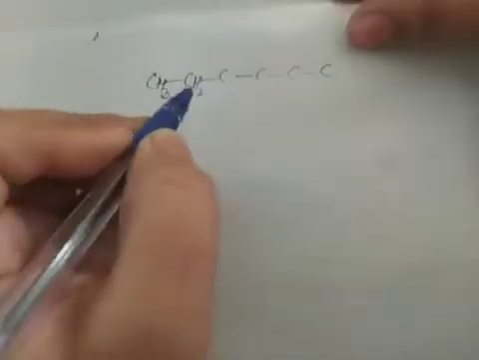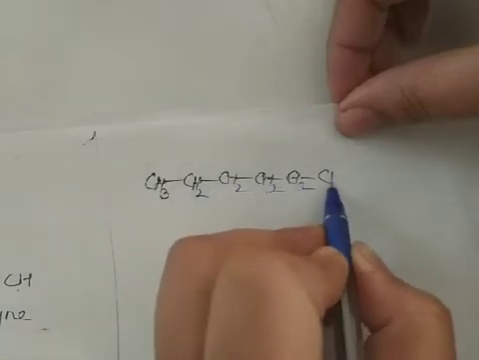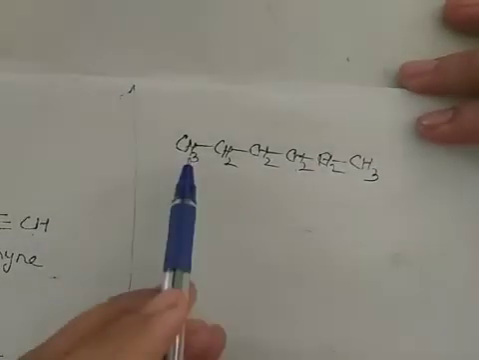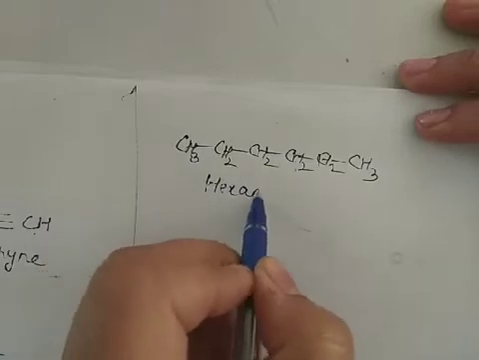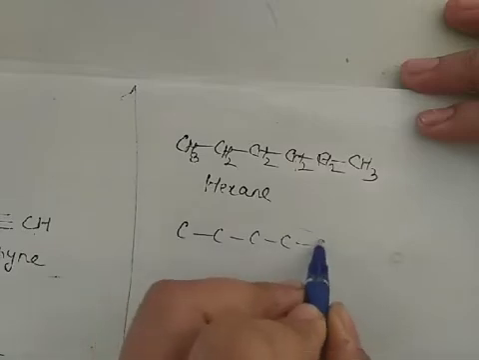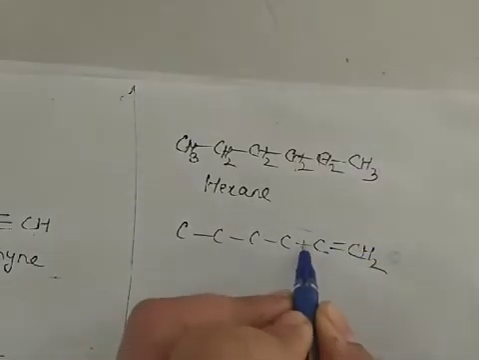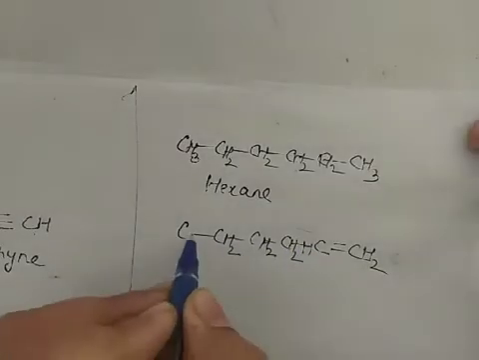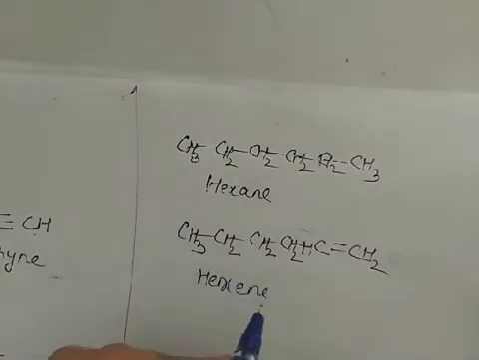CH3, CH2, CH2, CH2, CH2, CH3. What will be the name of this species? The name of this species will be methyl, ethyl, propyl, butyl, pentyl, hexane. Hexane. Correct? If I write it like 1, 2, 3, 4, 5, 6, with a double bond here, then the name of this species will be hexene.